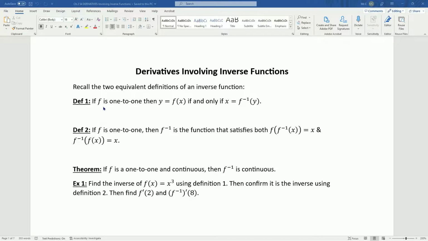Definition 1: if f is 1 to 1, then y equals f of x if and only if x equals f inverse of y. In other words, the x and y values, the inputs and outputs, switch between the inverse functions.